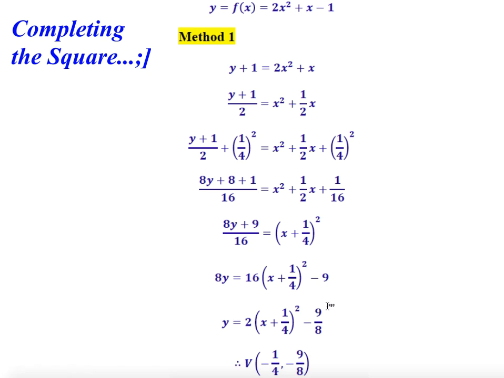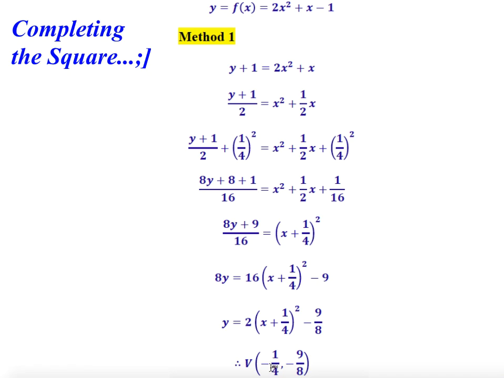So again, it's a little bit more higher level than standard level, but if you recall anything from graph transformations, we've taken an x squared parabola graph, we've actually shifted it 1/4 units to the left and 9/8 units down, and of course we've doubled it, so it's gone up faster. So the vertex ends up just being the opposite of that.